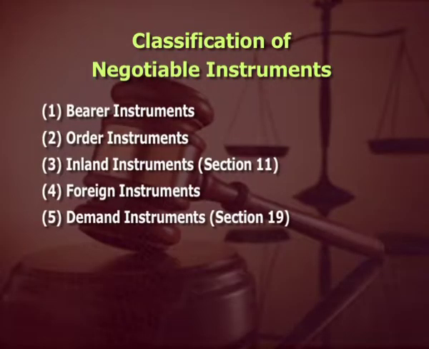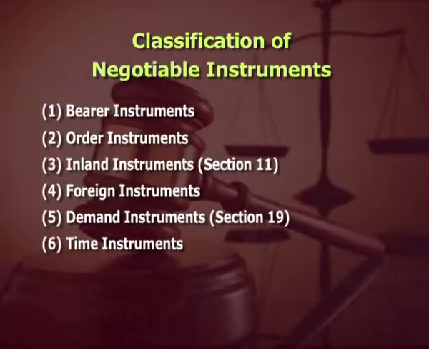Fourth, foreign instruments. An instrument which is not an inland instrument is deemed to be a foreign instrument. The essentials of a foreign instrument include that first, it must be drawn outside India and made payable outside or inside India, or second, it must be drawn in India and made payable outside India and drawn on a person resident outside India.